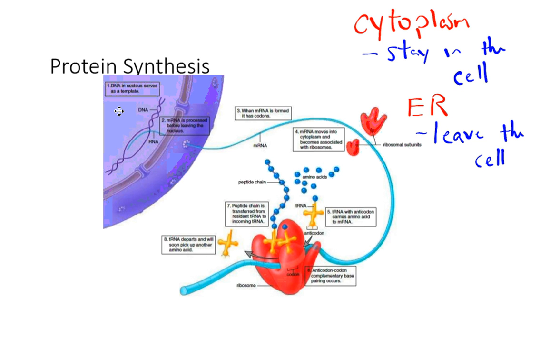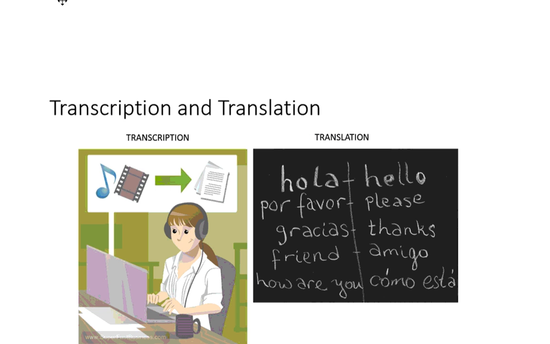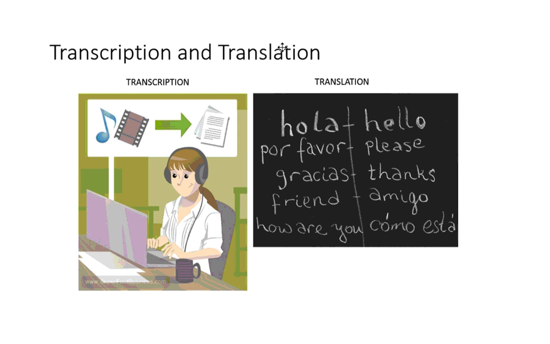And so some cells are going to make a lot more proteins that stay in, other cells are going to make a lot more proteins that are going to leave, depending on what the purpose of that cell is. Protein synthesis exists in two phases. They are transcription and translation.